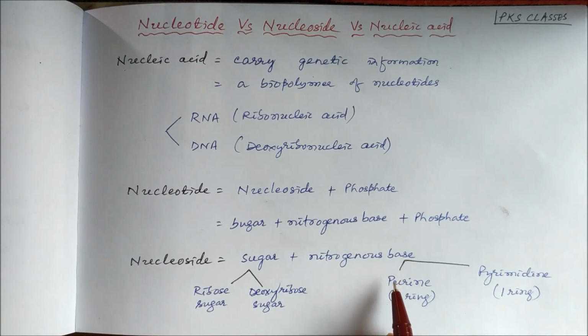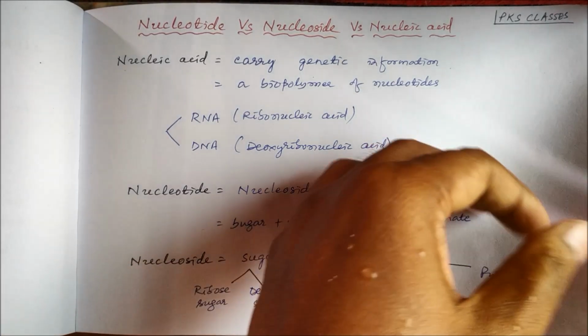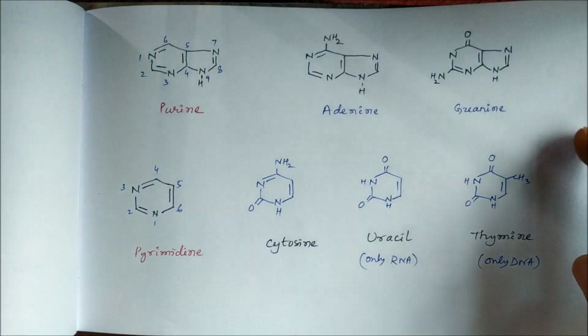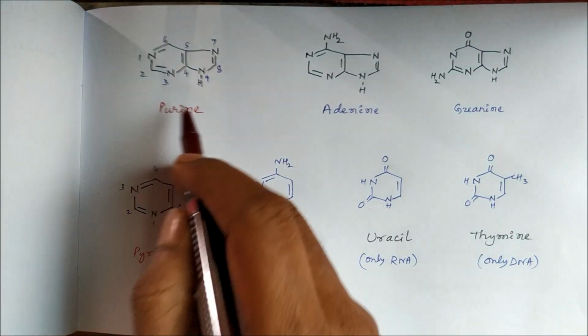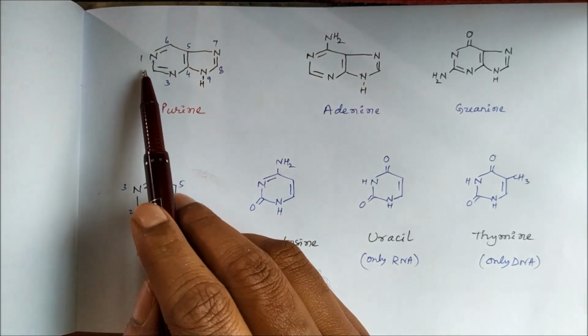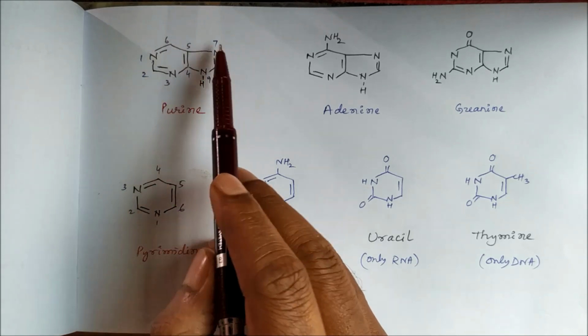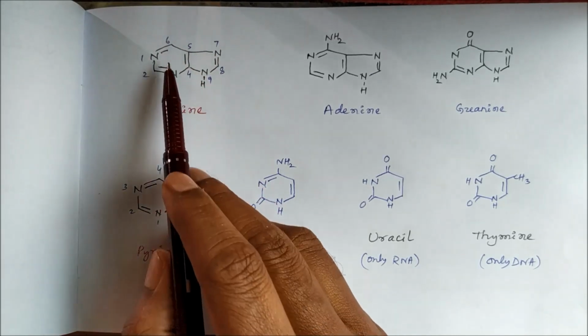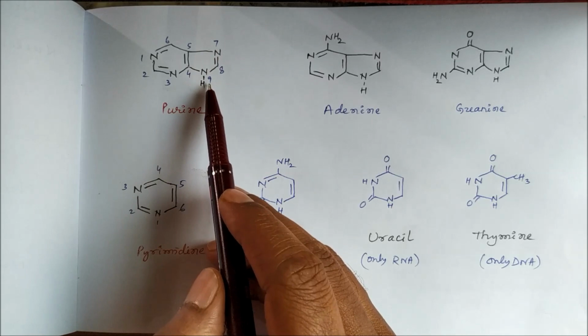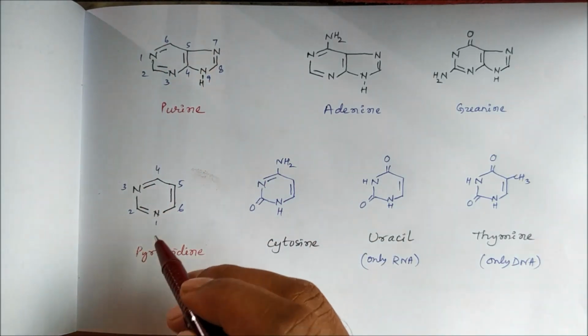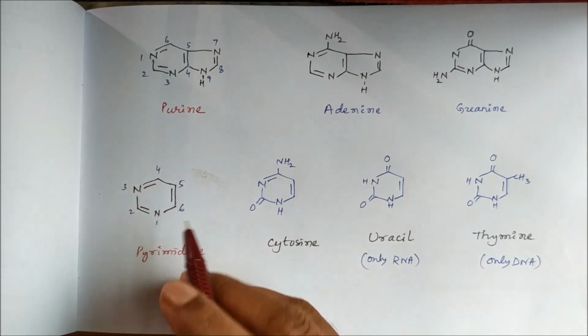Then the nitrogenous base can be of two types, purines and pyrimidines. The purine has two rings of carbon and nitrogen, and the pyrimidine has one ring of carbon and nitrogen. So this is the structure of purine. Numbering we can do from here: 1, 2, 3, 4, 5, 6, 7, 8, 9. At the 1, 3, 7 and 9 positions we have nitrogen. Similarly, in pyrimidine, at the 1 and 3 positions there is nitrogen.